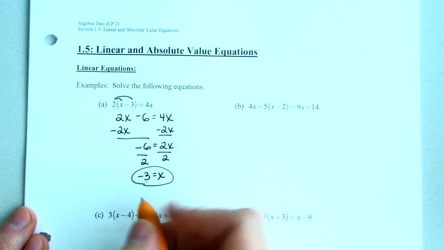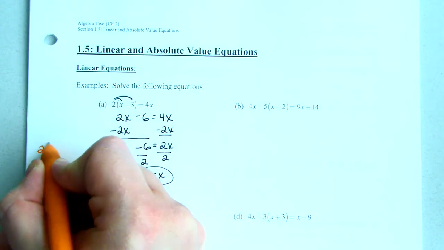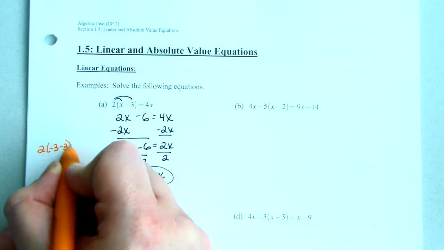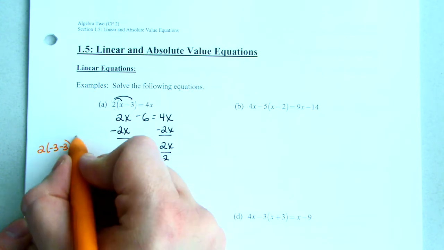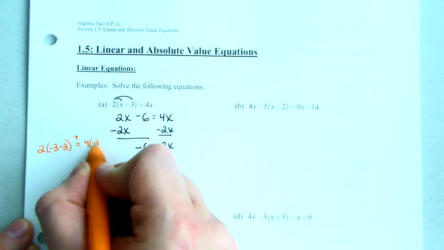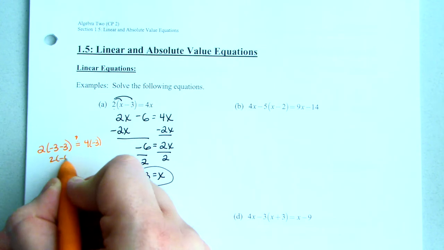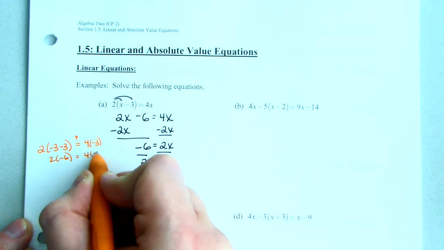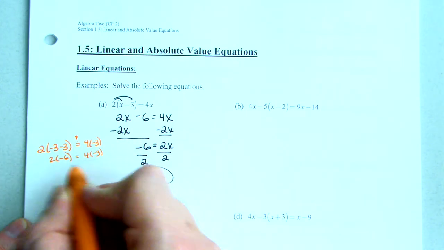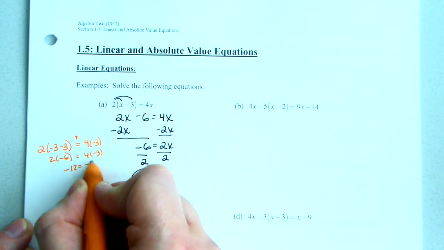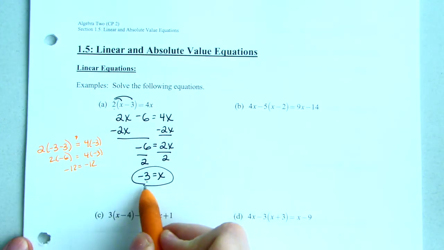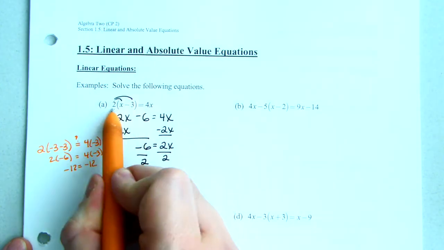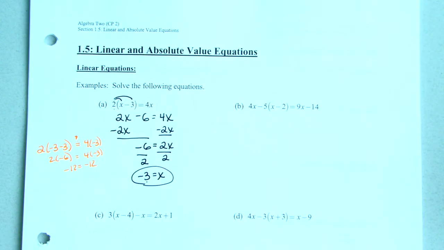And if you went and plugged in negative 3, you'd get 2 times negative 3 minus 3 equals 4 times negative 3. Well, this is 2 times negative 6 equals 4 times negative 3. Does 2 times negative 6 equal 4 times negative 3? Sure. Negative 12 does equal negative 12. I found the one and only number that makes the left side equal the right side.